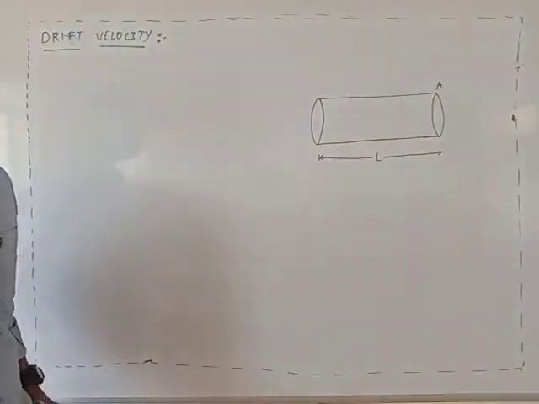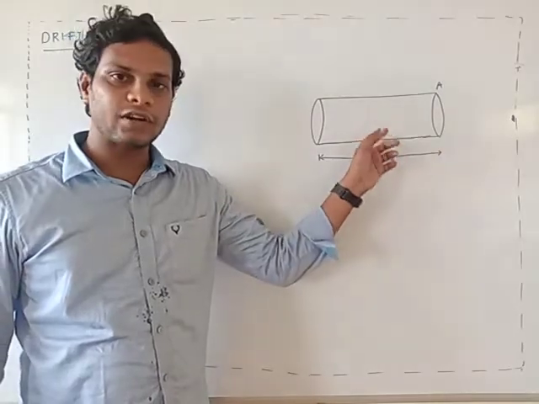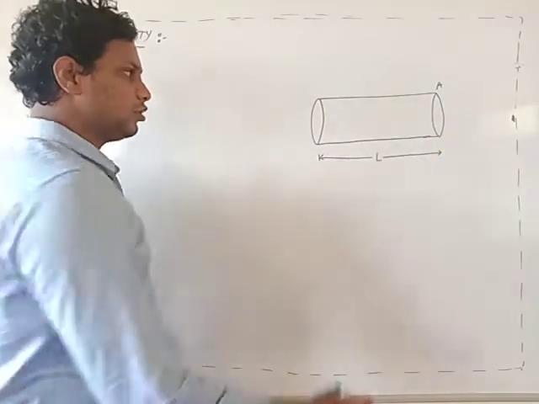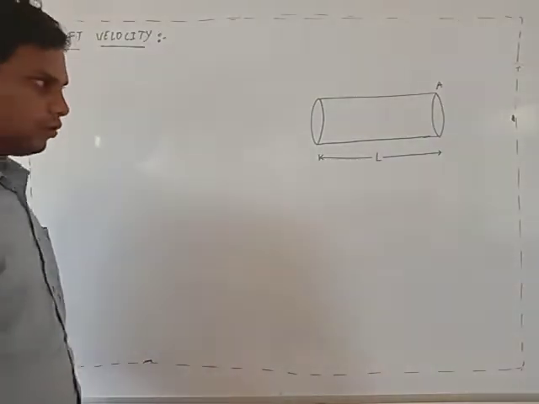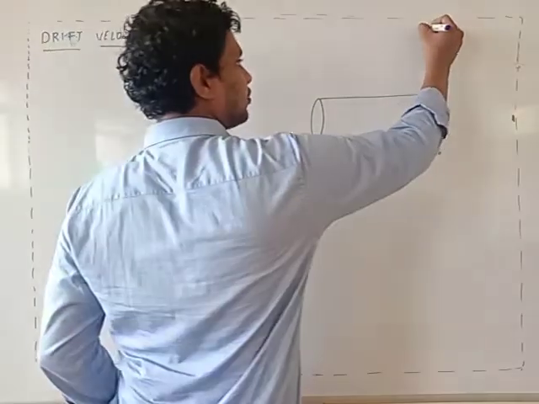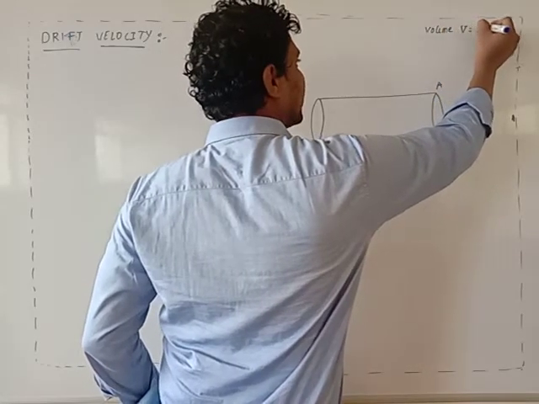Now let us say this is a uniform conductor, or a conductor of uniform area of cross section. So if this area is A, here also the area is A. Now what is the volume of this conductor? The volume of the conductor, V, is equal to area into L.